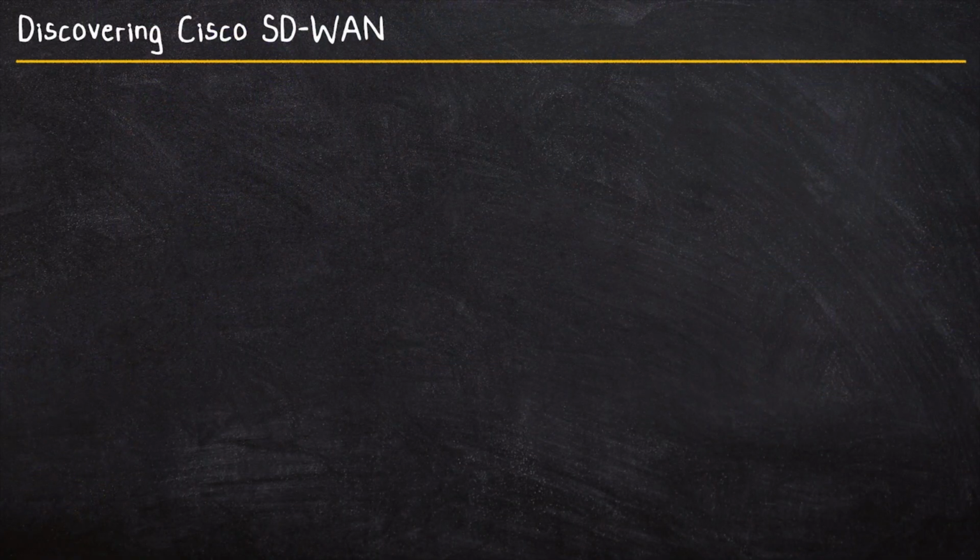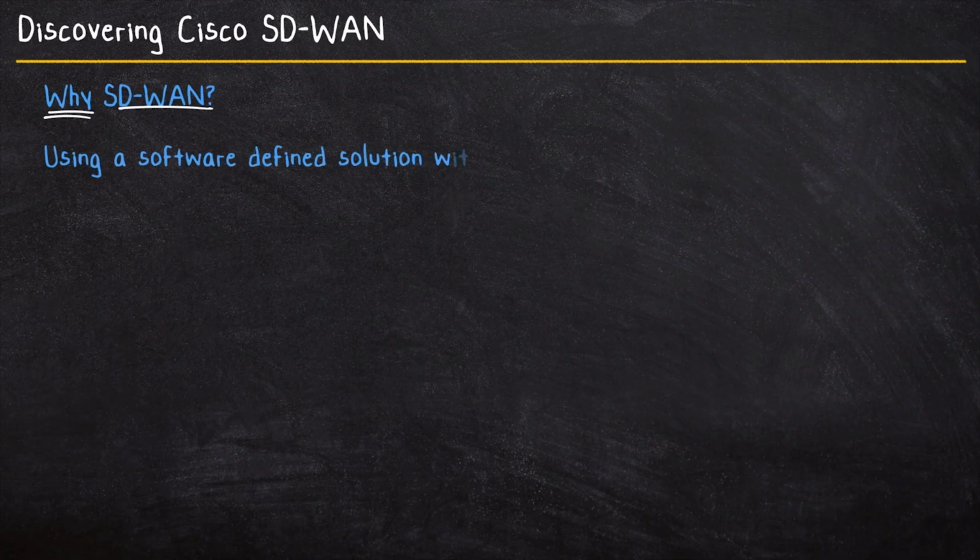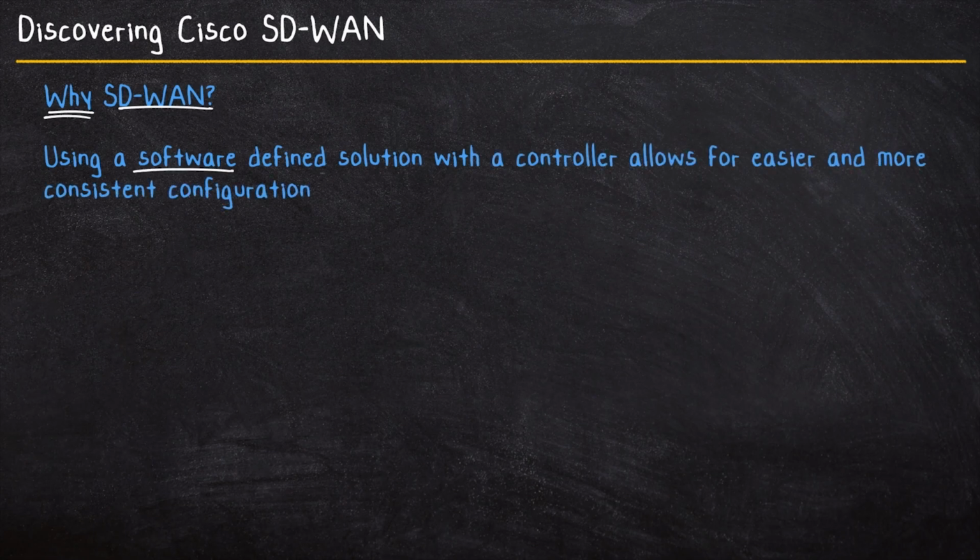So of course, the first thing we want to ask when we start talking about a new topic is why? Why do we care about SD-WAN? What's good about it? And what does it add to what we already have in networking? Well, first off, it is a software-defined solution. What this basically means is that we're going to use a controller to control our network. Why is this important? Well, for one thing, it is definitely easier and it's more consistent as far as configuration.